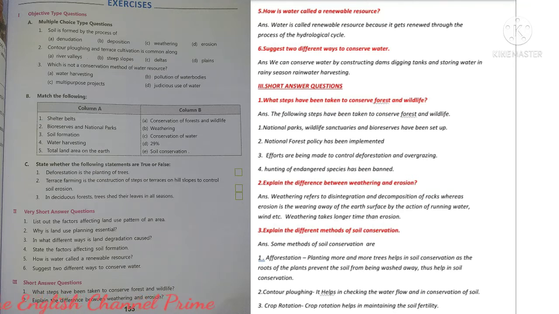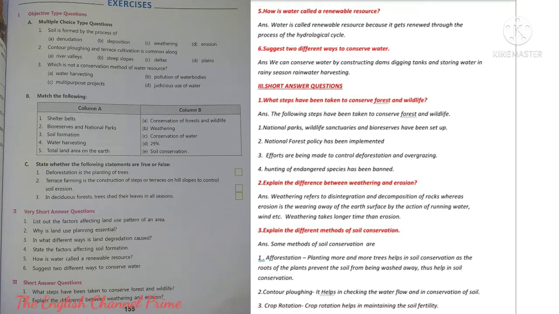Done, children? Now next, third main, short answer questions. First question. What steps have been taken to conserve forest and wildlife? Answer. The following steps have been taken to conserve the forest and wildlife. First one, national parks or wildlife sanctuaries and the bioreserves have been set up. Second, national forest policy has been implemented. Third, efforts are being made to control deforestation and overgrazing. Fourth point, hunting of endangered species has been banned.